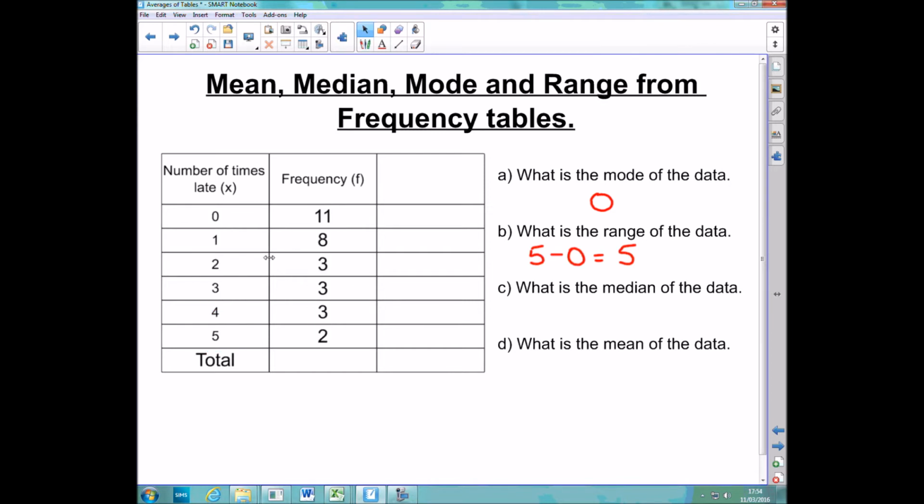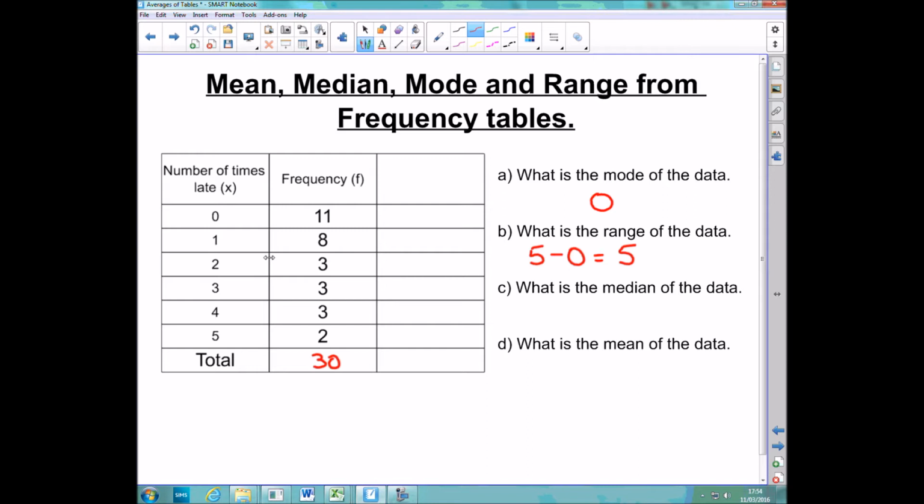Okay, so how do we find the median? Well, the median is the middle number. Now, if we quickly find out how many students there are in total by adding up the frequency, you can see that we get 30. So there are 30 students in total.